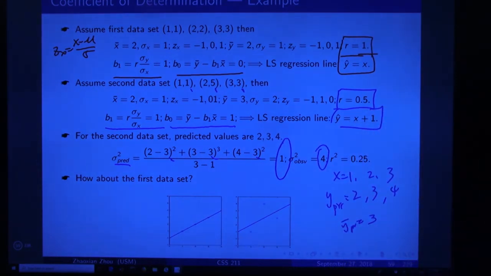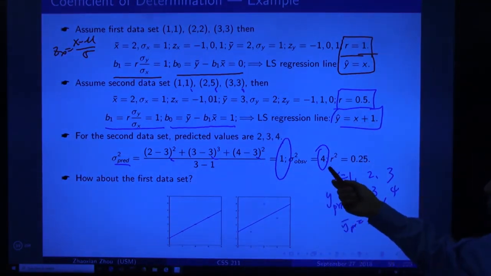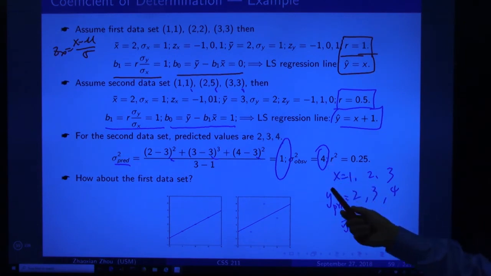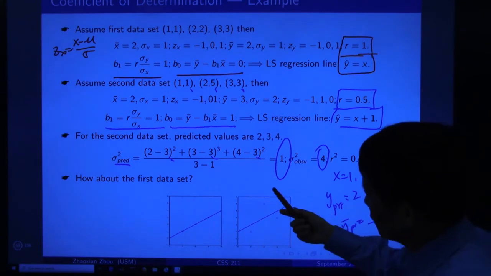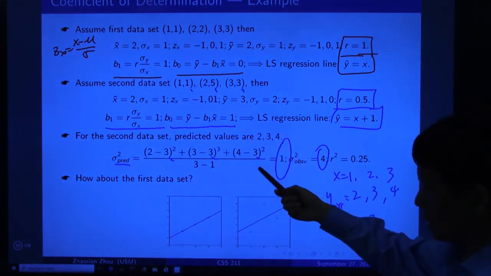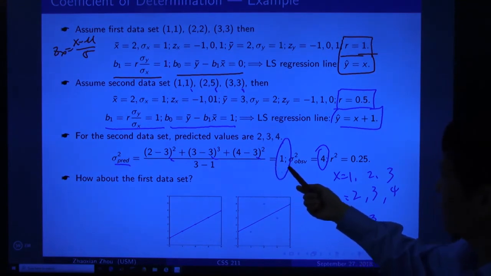So the variance of the observed equals 4. The variance of the predicted equals 1. This is the actual variance of the observed values. This one is predicted from x, so it comes from the variance of x. Right? Now let's see.